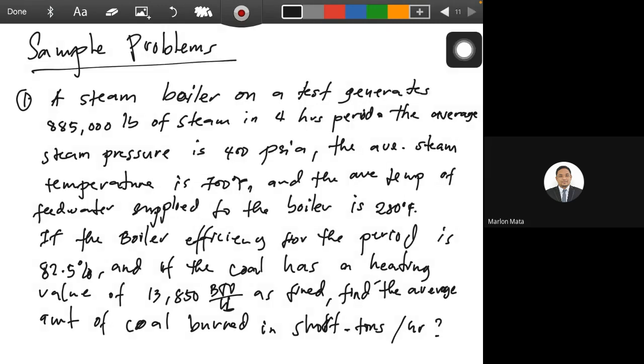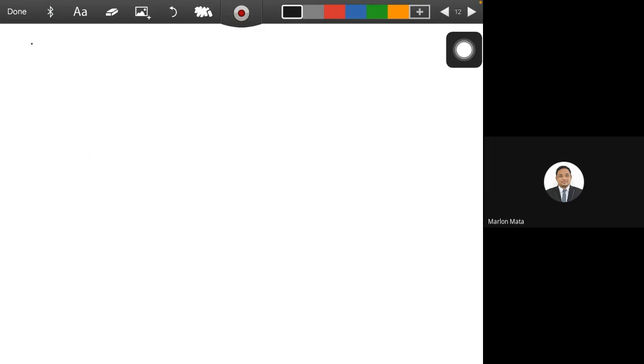So as you remember, in tonnage there are two types in English. There is a short ton and there is a long ton. When we are referring to the short ton, it is the normal one, one ton is 2,000 pounds. While a long ton is 2,240 pounds. But we are only asked for short tons per hour. So we will write the given.